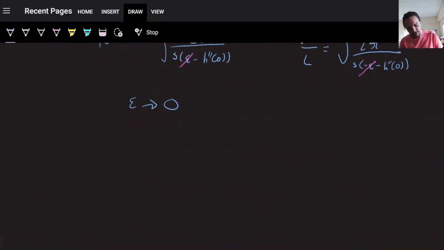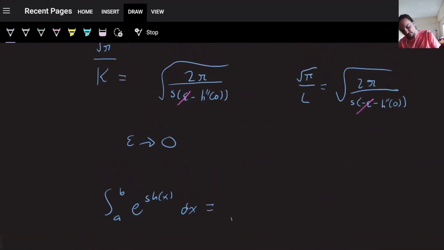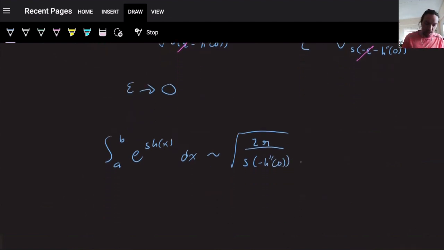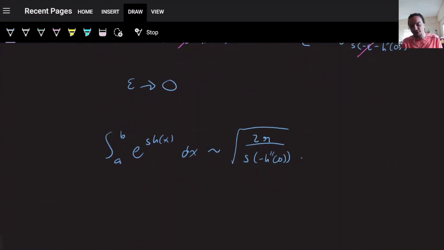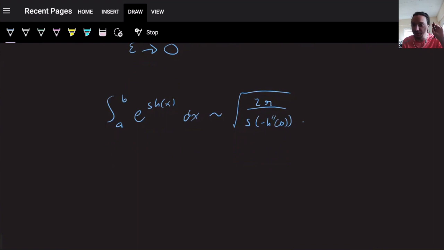And we'll get that the integral from a to b, e to the s hx dx, is not equal, but it's twiddle at least, the square root of 2 pi over s times minus h double prime at 0. Great. Okay, so we did it. We finally proved Stirling's formula. Or not Stirling's formula, we finally proved the method of steepest descent.